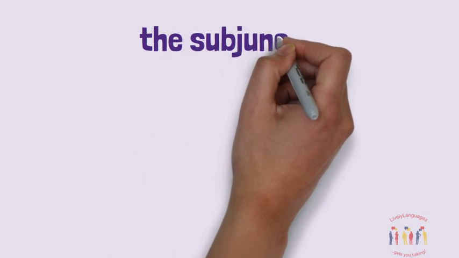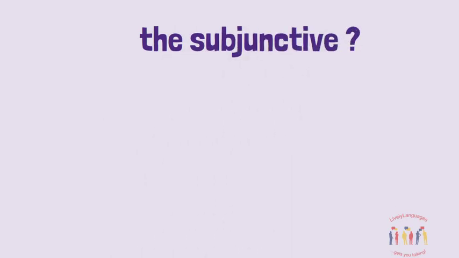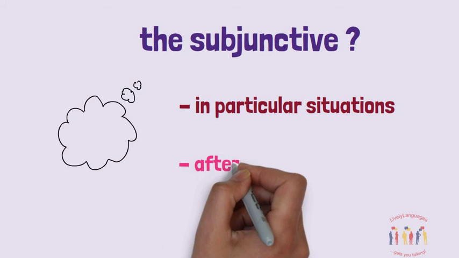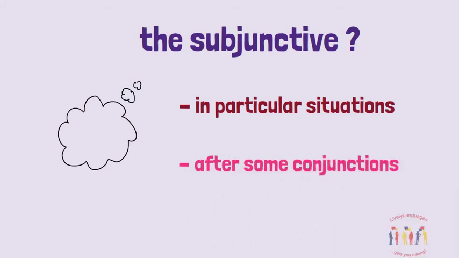So, what is the subjunctive? Well, it conjugates like a tense, although technically it's a mood, not a tense, and it's used in particular situations or after particular conjunctions. But today we're just looking at how to form it with regular verbs.